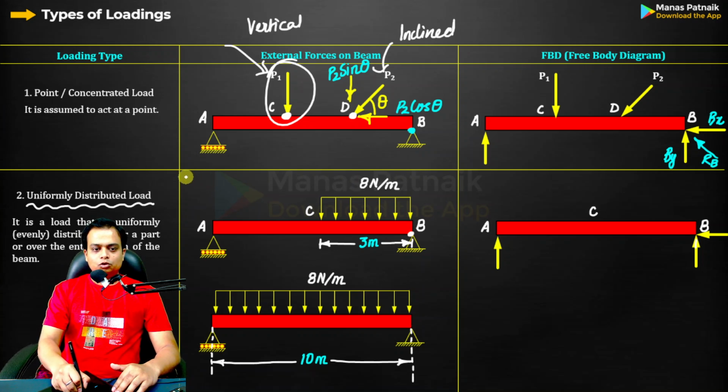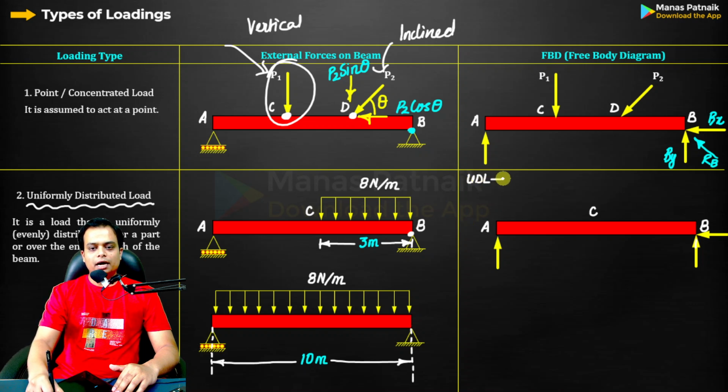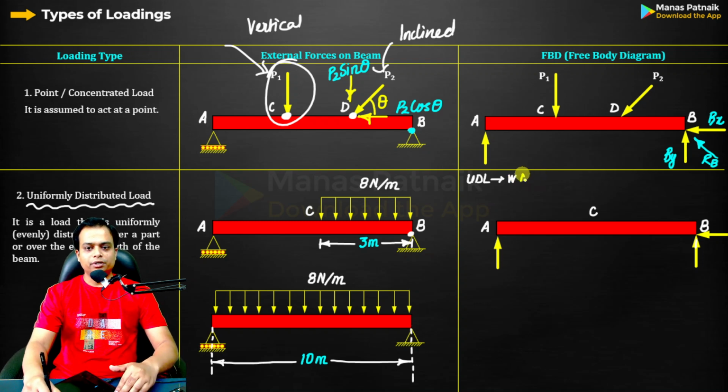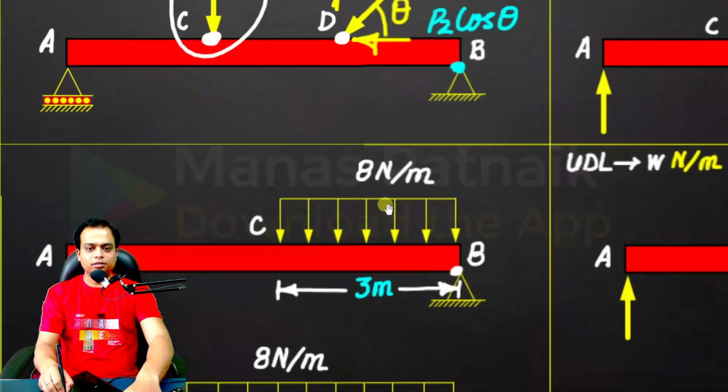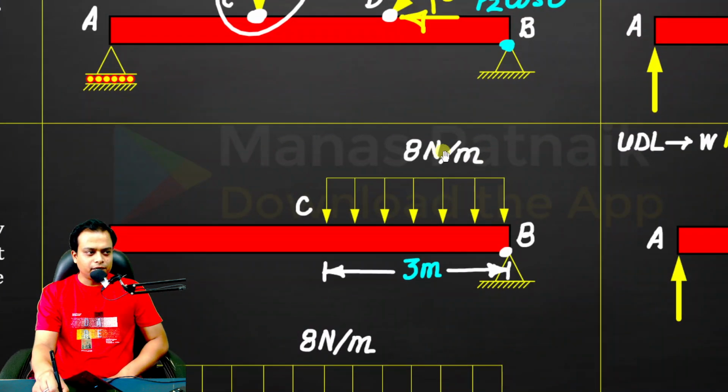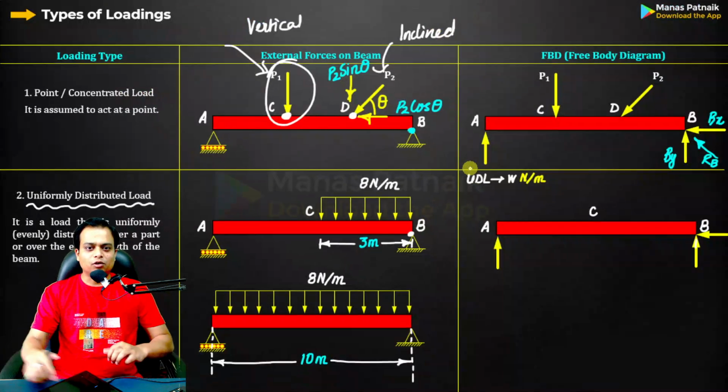Okay. So UDL, let me write it over here. UDL and their magnitudes are generally written in this form: W Newton per meter. Okay, just take a look. What is this? So this is 8 Newton per meter. What do we understand from this? What is the meaning of 8 Newton per meter?